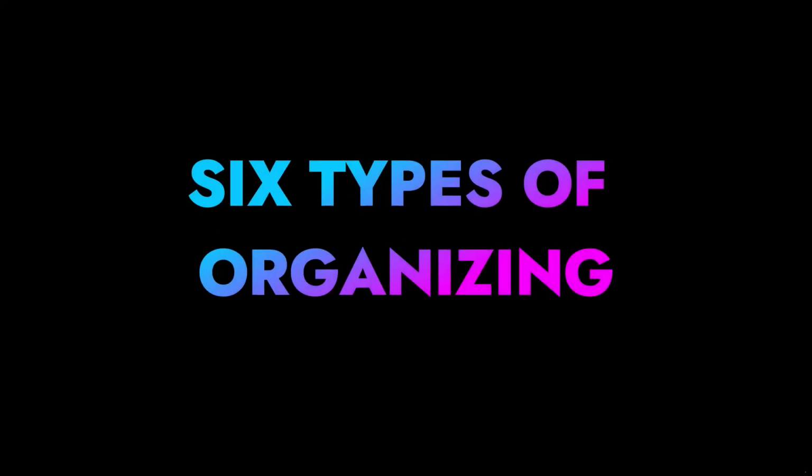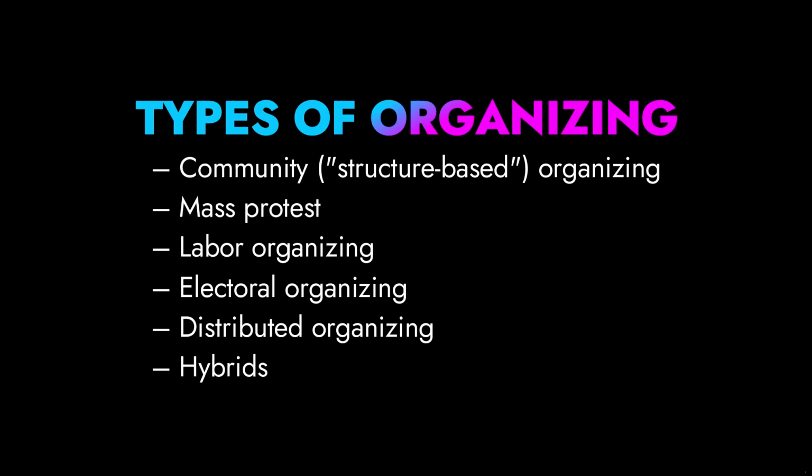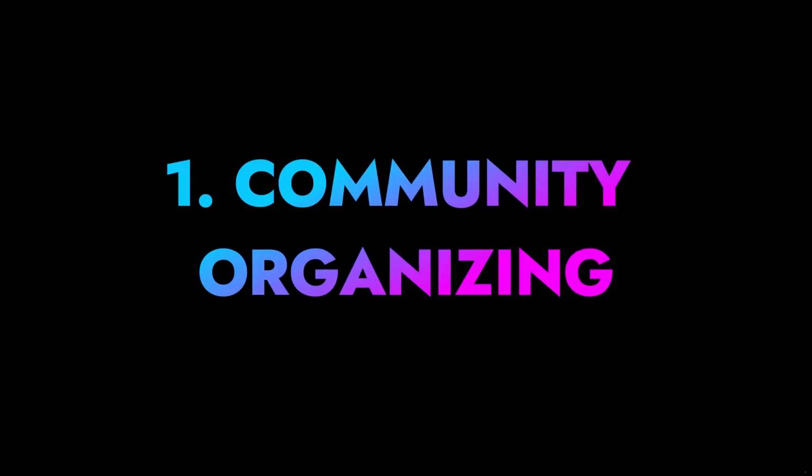I'm sure there are more types and subtypes of organizing, but today I'm going to discuss 6 different types. Community organizing, which is also sometimes called structure-based or Alinsky-style organizing, mass protest, labor organizing, also known as union organizing, electoral organizing, distributed organizing, and hybrid types. Let's start with community organizing.